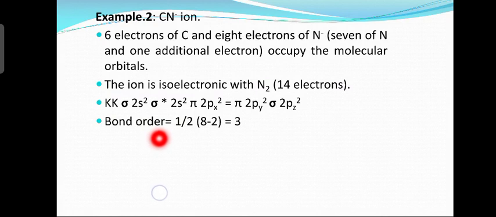What is the formula for bond order? Half of the bonding molecular orbital electrons minus the anti-bonding molecular orbital electrons. Bonding, how many? 8. How is it 8? 2, 2 to 4, 4 to 6, 6 to 8. Anti-bonding sigma star is 2. So 8 minus 2 is 6, and half of 6 is 3. That means between carbon and nitrogen there is a triple bond.